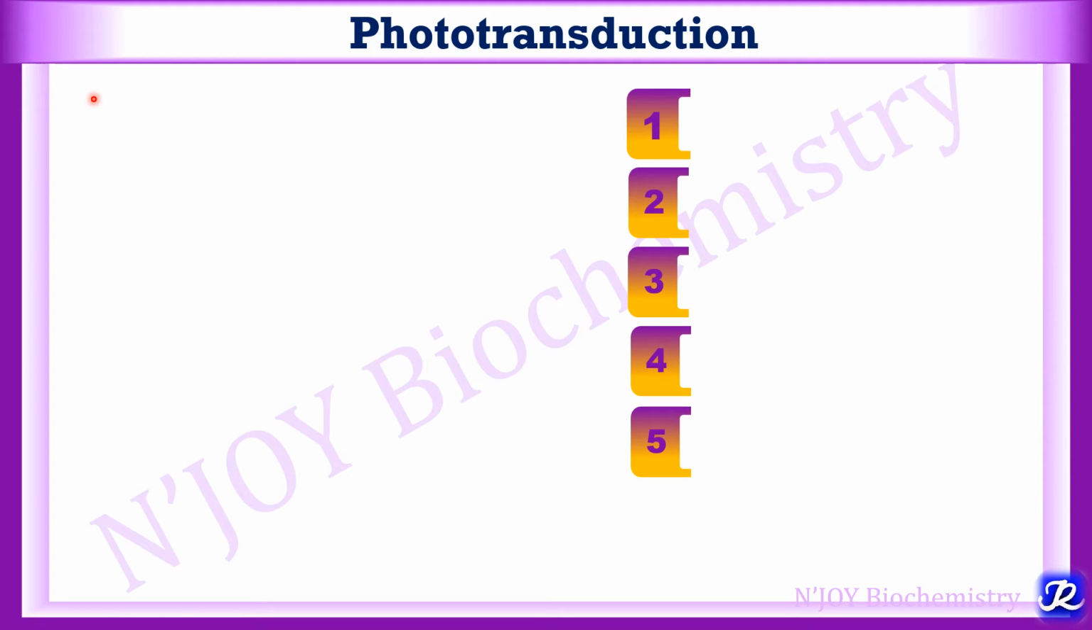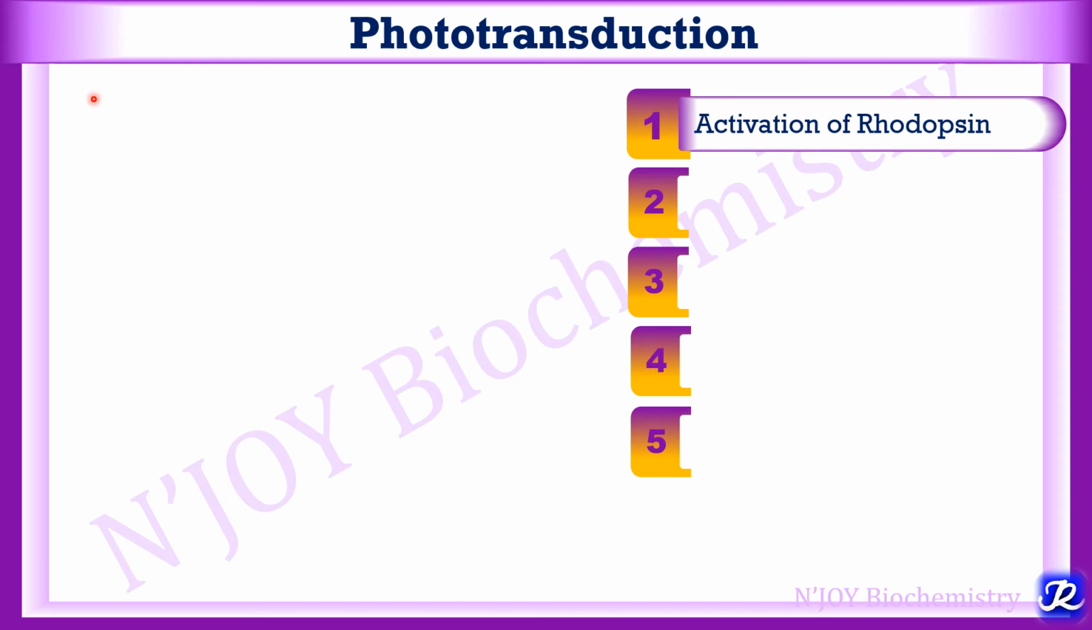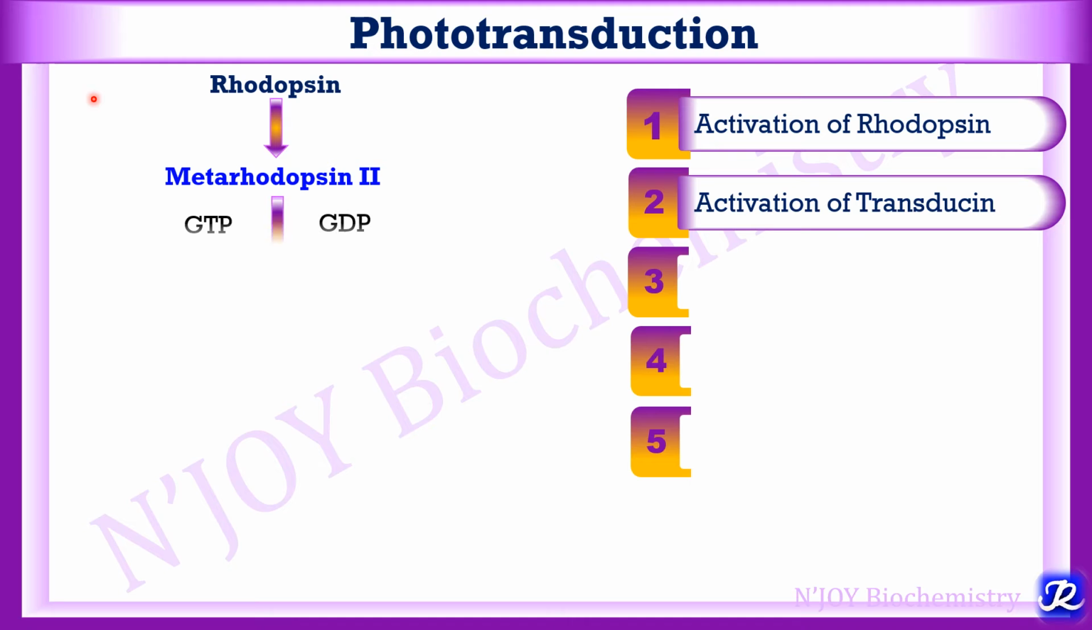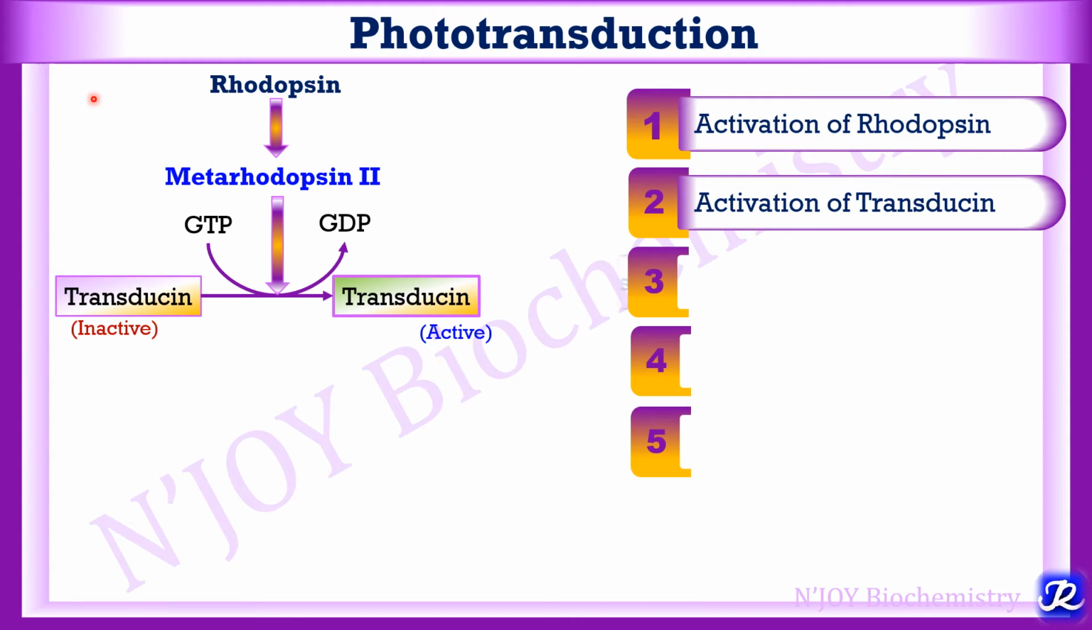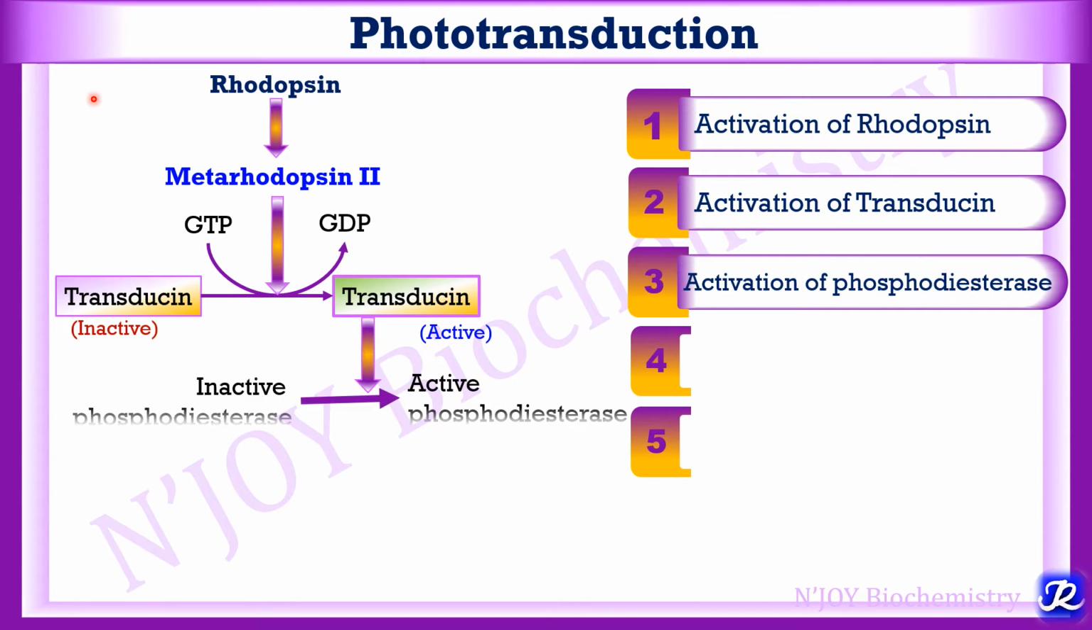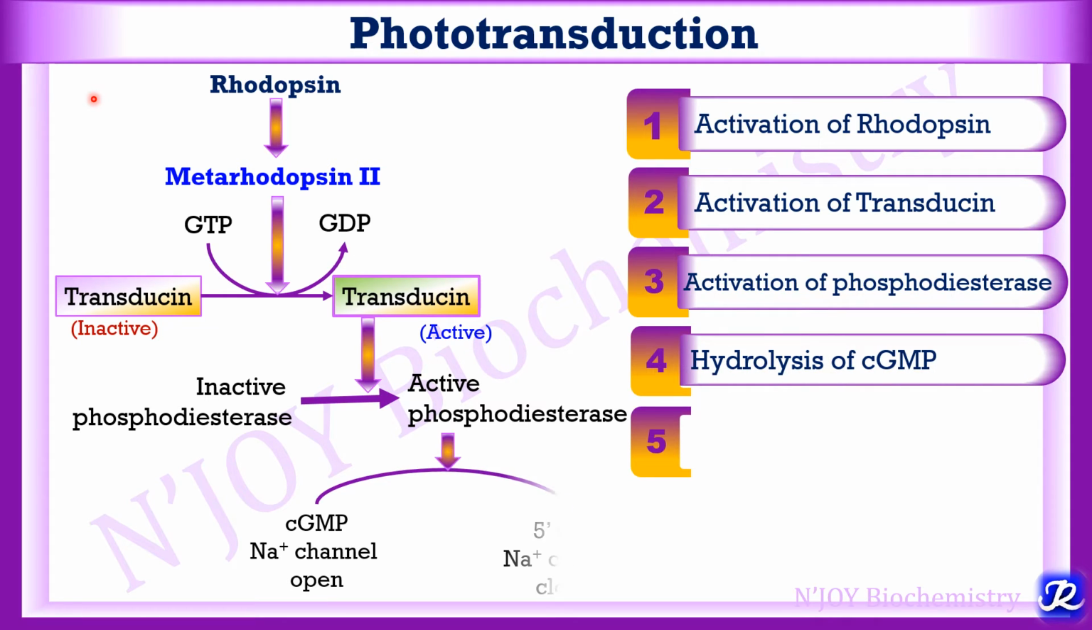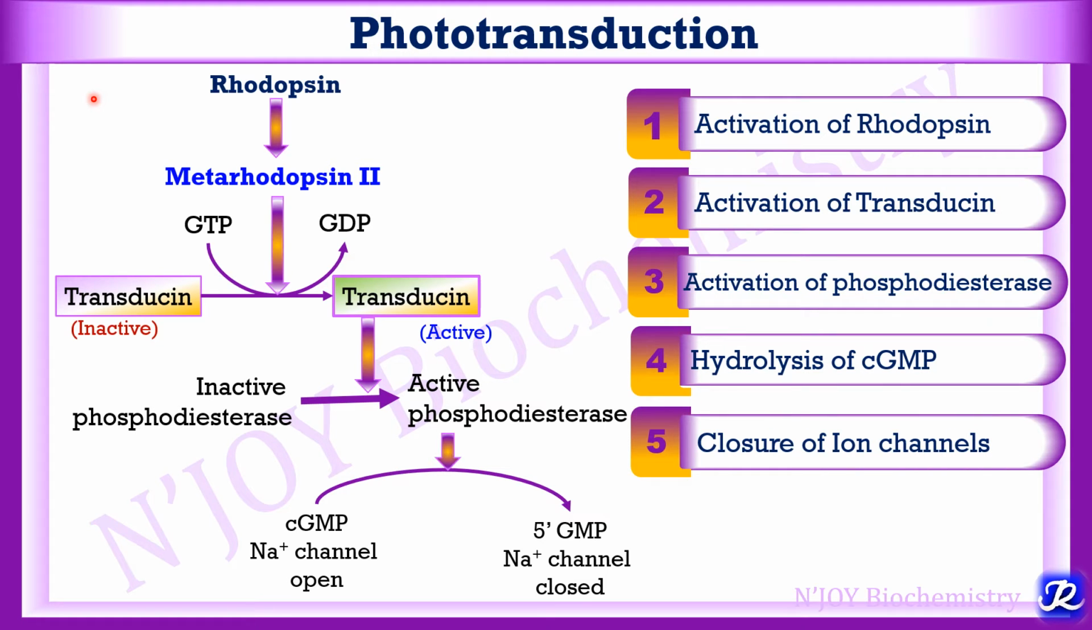So there are 5 steps of phototransduction. First, there is activation of rhodopsin to meta-rhodopsin, which is followed by activation of transducin. Then there is activation of phosphodiesterase by the activated transducin. Then hydrolysis of cyclic GMP to 5' GMP, which leads to the closure of sodium ion channels. So because of less entry of sodium in the cytosol, it results in hyperpolarization and further neuronal signaling.